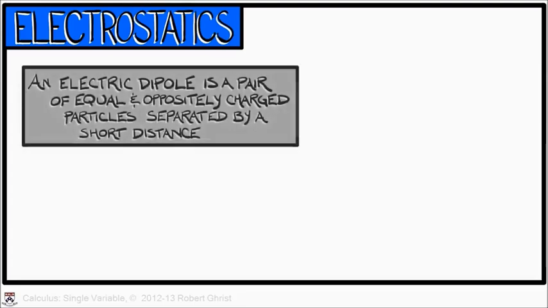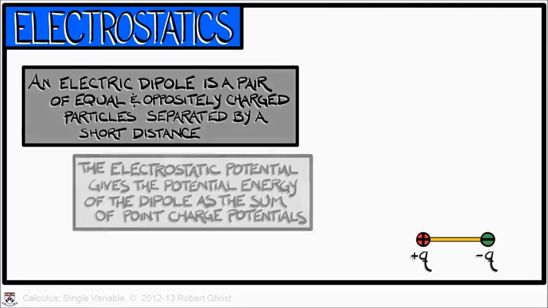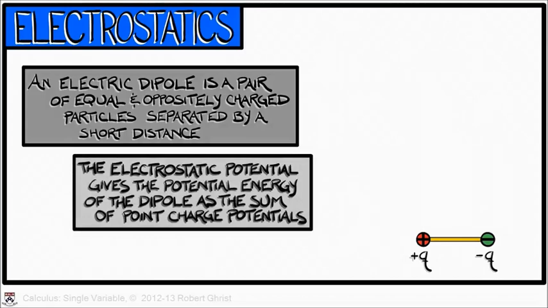An electric dipole is a pair of equal and oppositely charged particles separated by a short distance. Now, this is a calculus class, not a physics class. Don't worry, you're not going to need to know this for the exam, but let's learn a little bit, have some fun with it. The electrostatic potential gives the potential energy of this dipole, this pair of charges, as a sum of point charge potentials.